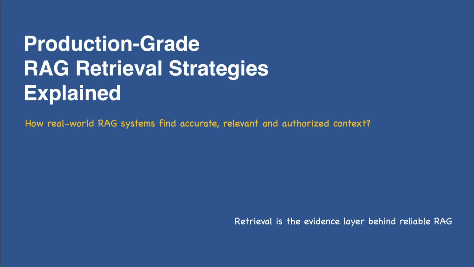A powerful language model can still give a poor answer if it receives the wrong evidence. Welcome. In this video, we will explain the production-grade retrieval strategies behind RAG systems. The language model writes the response, but retrieval decides what information it sees.